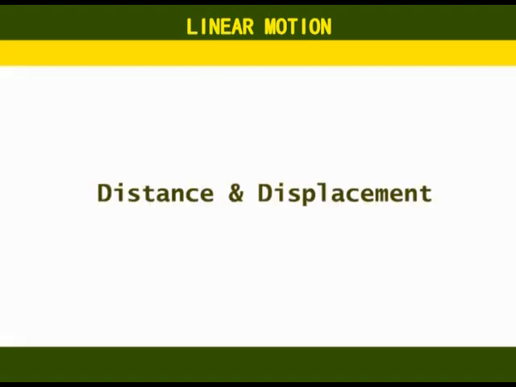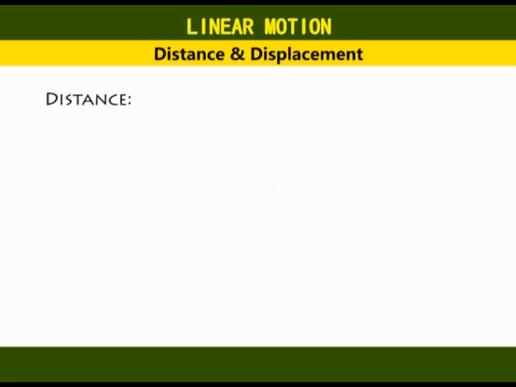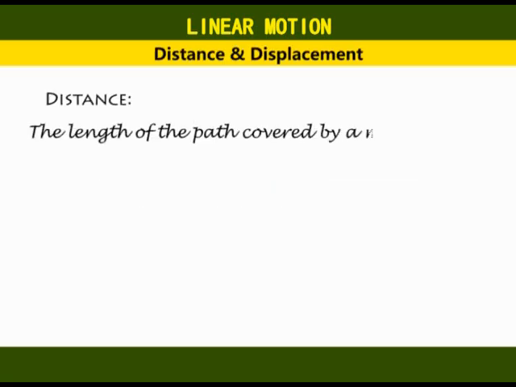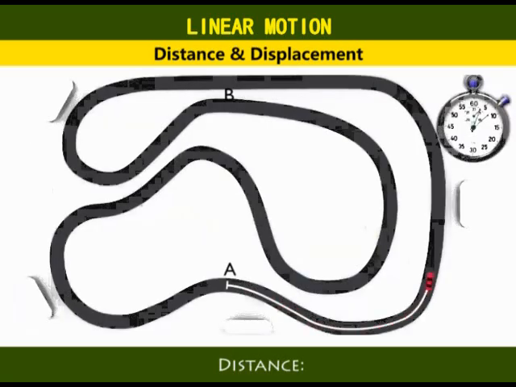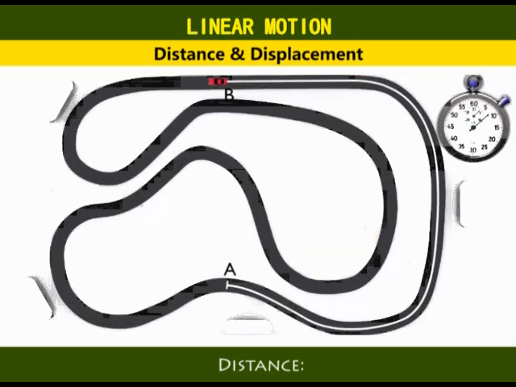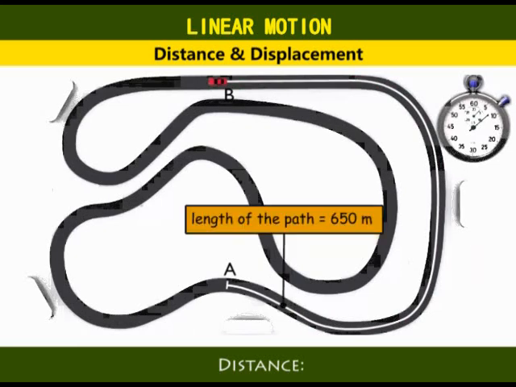Let's start with distance and displacement. Now, distance is the length of the path covered by a moving body. Consider a car moving from point A to B along a curved road. If the length of the path is 650 meters, then that is the distance covered by the car. When describing distance, we ignore direction. We just state the magnitude or the size of the distance, and so distance is a scalar quantity.